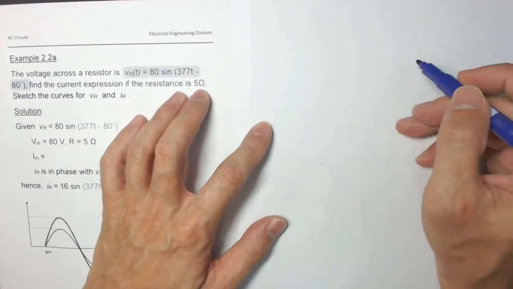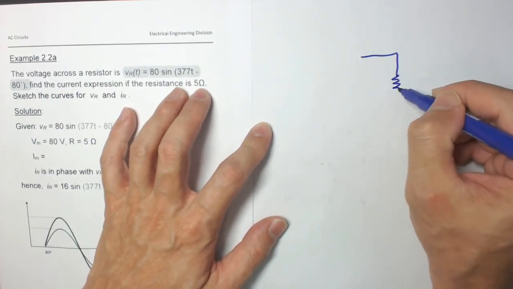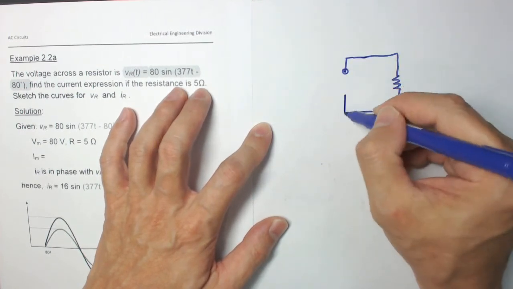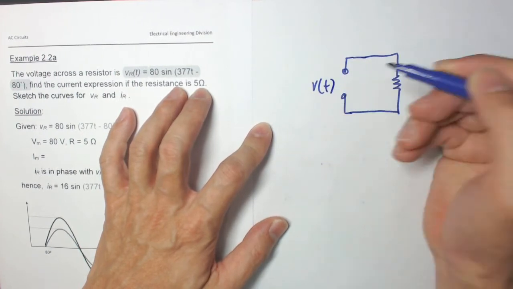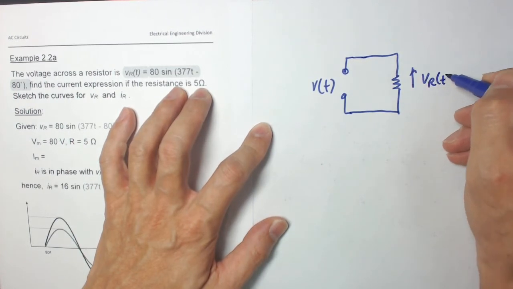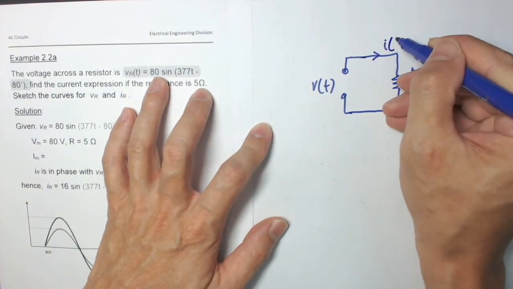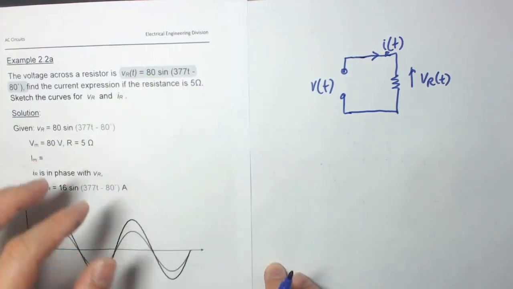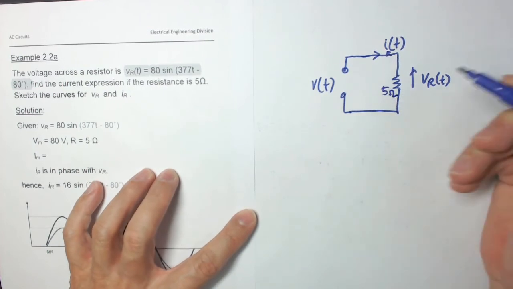So the first thing I would do is to draw out a circuit that I will imagine is what is happening. So I have a resistor and it's being supplied with an AC voltage. So the voltage across the resistor is given there as a waveform, and we want to know what's the current that is flowing through this resistor. Okay, and the resistor's value is 5 ohm.